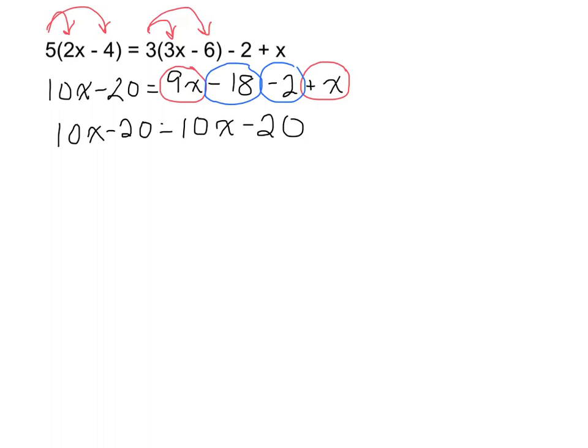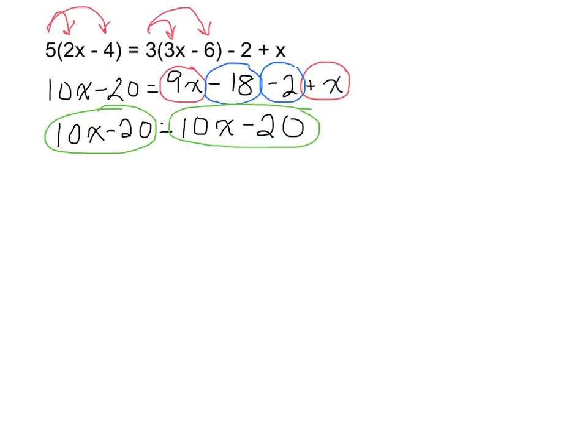If you notice when we get to this step, the terms on both sides of the equation are identical. We have 10x minus 20 on the left and 10x minus 20 on the right. We know that when we cancel these terms out, we are going to be left with 0 equals 0 since they are identical. That means that we have an infinite number of solutions.